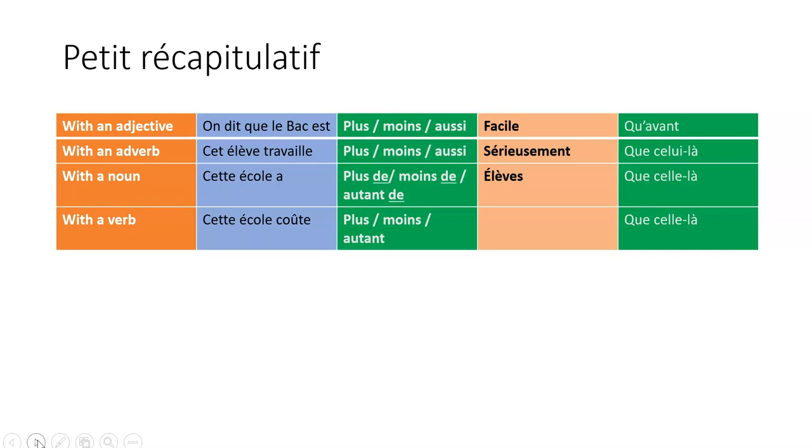So if we want to recap a little bit, when we use an adjective, we have to use plus for more, moins for less, aussi for as much, and then QU after that. With an adverb, it's the same. With a noun, I really would like to attract your attention to the fact that we need plus de, moins de, autant de. These de will turn into d apostrophe in front of a vowel, just like élève, okay? Plus d'élèves, moins d'élèves, autant d'élèves, okay? And then for the verb, it's going to be plus, moins, and autant, not aussi, okay? So be careful here that you're using the correct word.